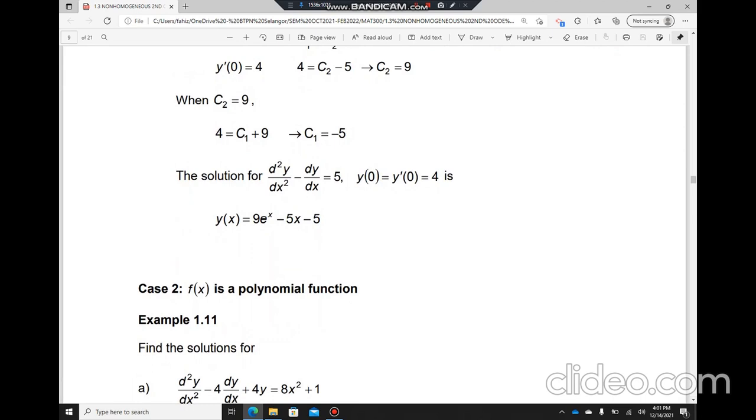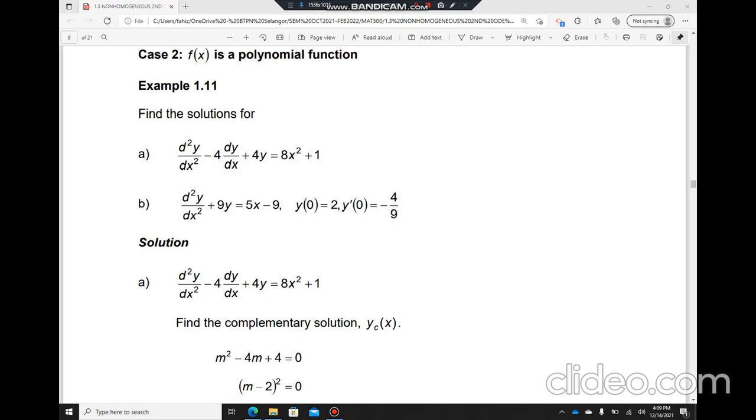Bila solve dengan C1 and C2, dapat C1 equals to negative 5 and C2 equals to 9. So ganti balik dalam general solution tempat C1 and C2. So you get this function which is yx equals to 9ex minus 5x minus 5. So this is your solution.